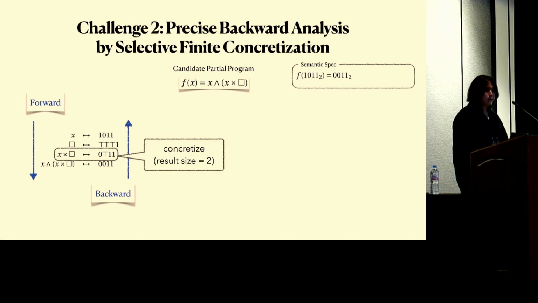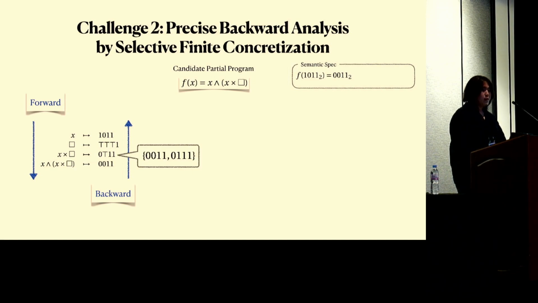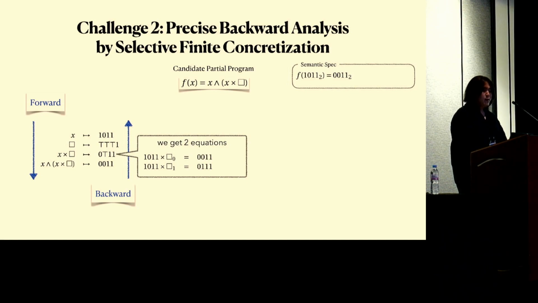Let's consider the x times hole part. Since there is only one top bit, we know that the size of the concretized set will be 2, which is small enough to concretize. Thus, we can apply selective finite concretization on it. With these values, we can derive two equations because the input value x is also a concrete value.